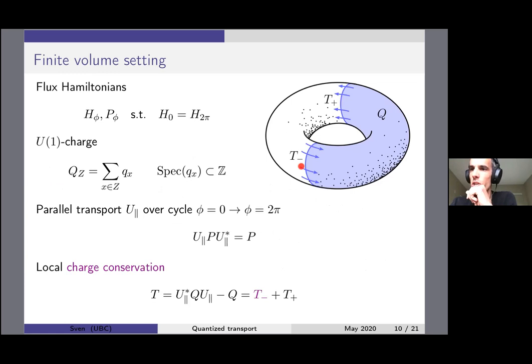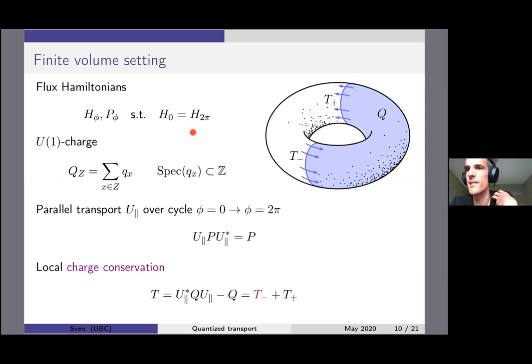Now I have a Hamiltonian, which is parameterized by this magnetic flux. So it's H phi. And I have a ground state projection, which of course will also be parameterized by this flux. And because this is magnetic flux, I will have a periodic Hamiltonian. So H at phi equals zero will be the same as H at phi equals 2 pi.